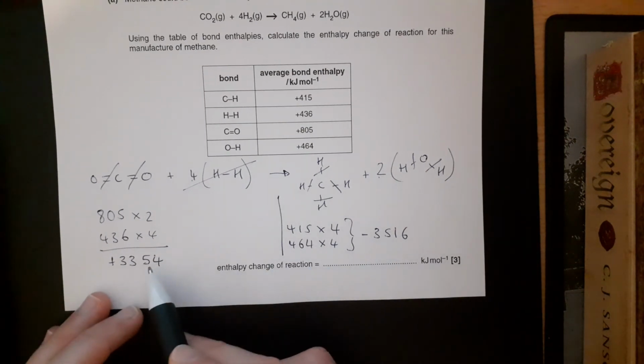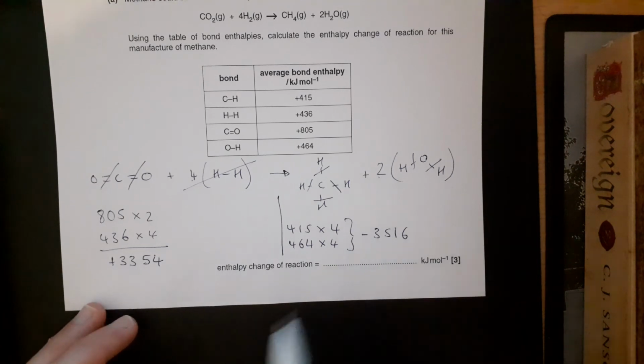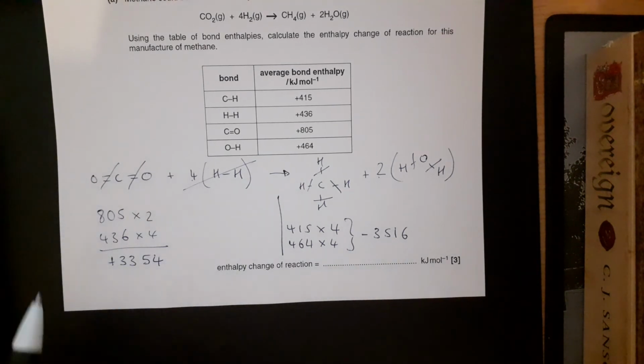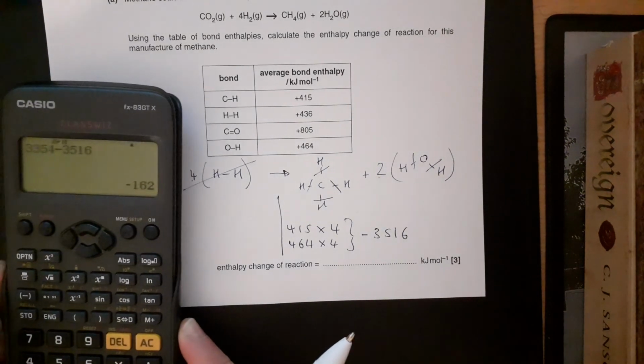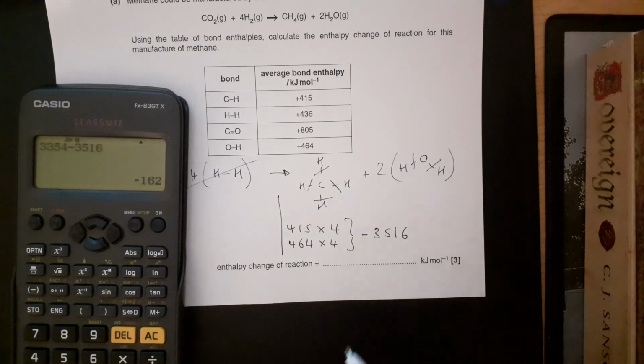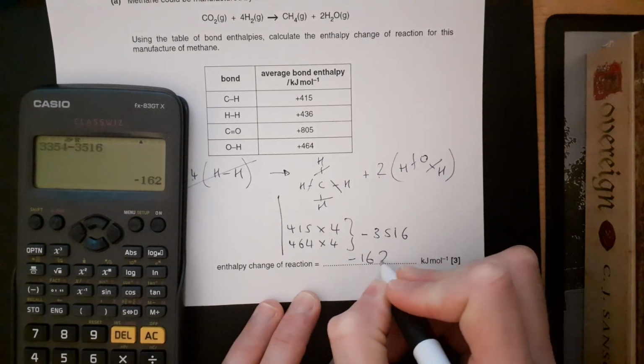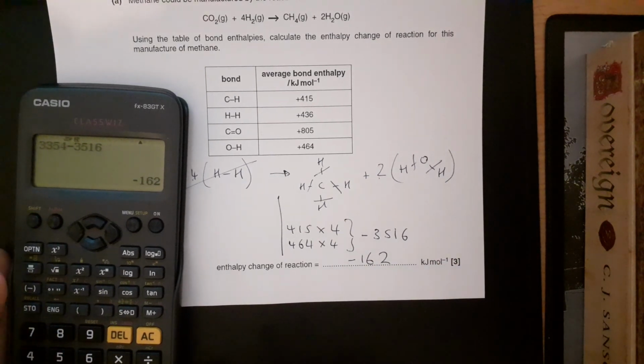Okay, and then the calculation is we're going to do plus 3354 minus 3516. 3354 minus 3516, and we get minus 162. Okay, that's what we're going to put here. And here we definitely need to have the minus sign.